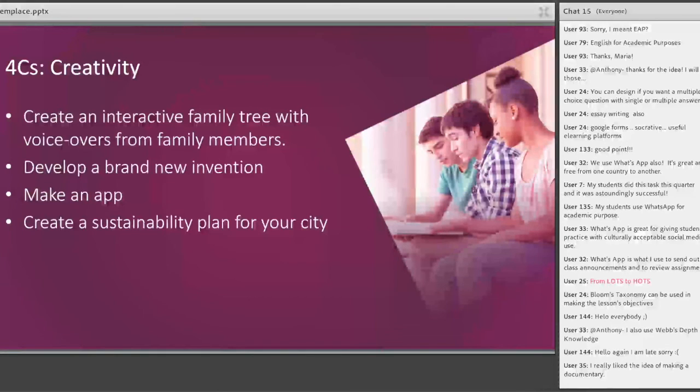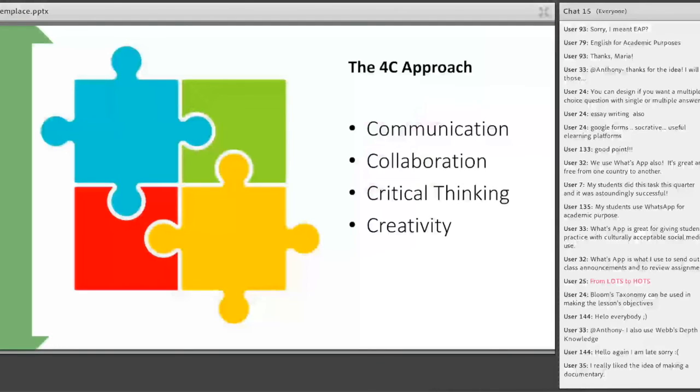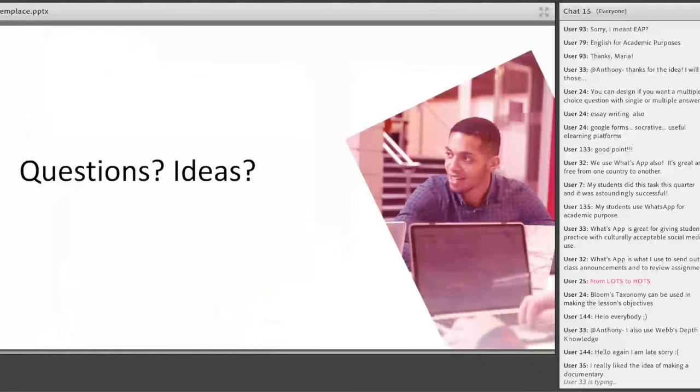They developed a brand new invention. I've had students create an app, make your own app, create a sustainability plan for your city. As you can see with some of these, you have to consider level, but there's many things we could do from the beginning to the advanced level, really fostering that creativity. So putting these 4 pieces together can really lead to better learning, and not just better learning, but lifelong learning, preparing students for the classrooms beyond the EAP world.